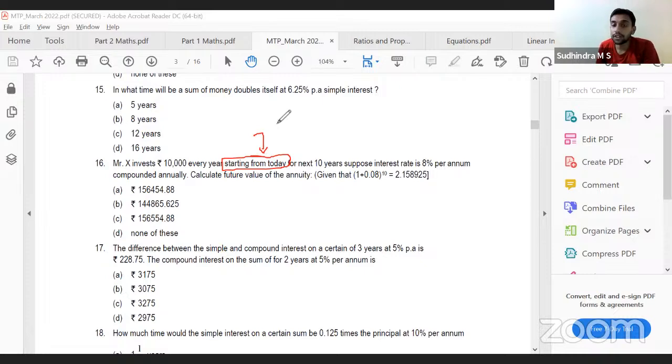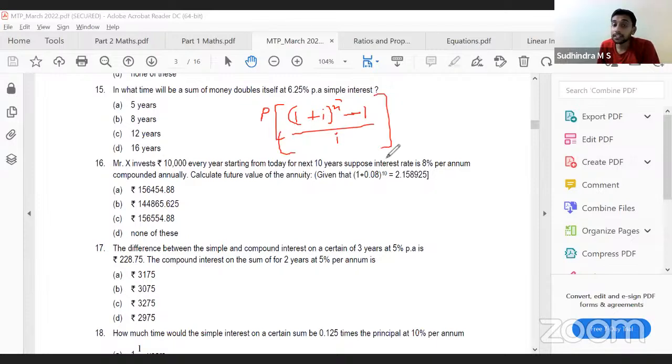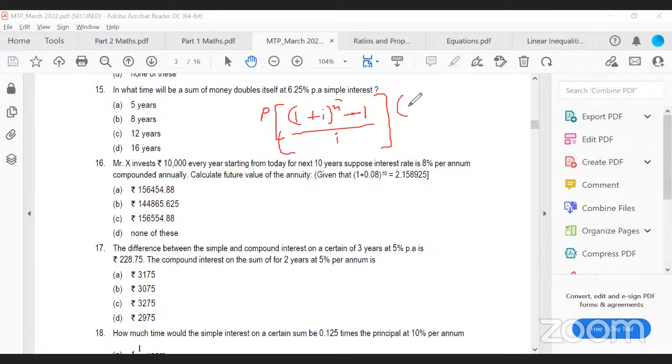So the future value of annuity due formula, what is that? P into 1 plus R to the power of n minus 1, divided by R. And since it is due, we multiply further with 1 plus R. Correct. So we have 10,000 as P.